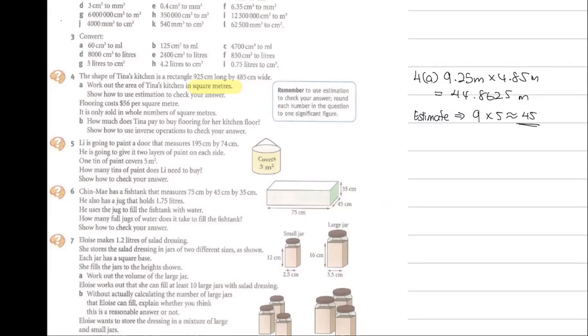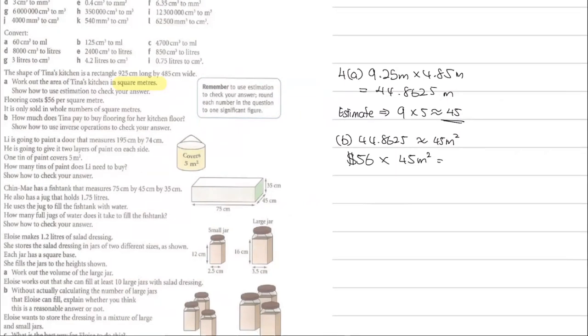Okay. So next, flooring costs $56 per square meter. It is only sold in whole numbers of square meters. So now you need to round up your square meters. We need to first change it, 44.8625, round it to the closest meters, 45 square meters. Then we're just going to take $56 multiplied by 45 square meters. So 56 times 45. 2,520.